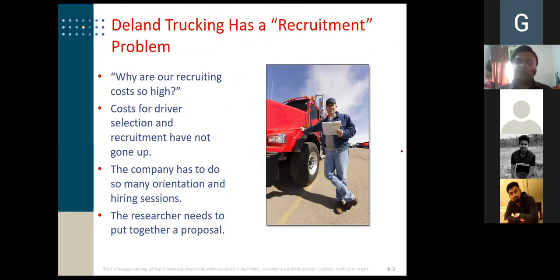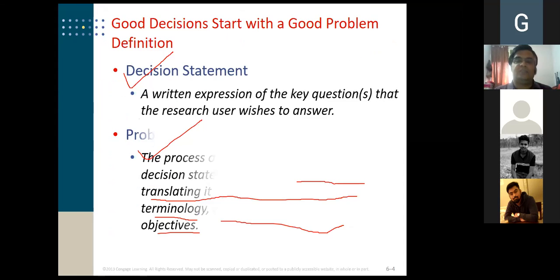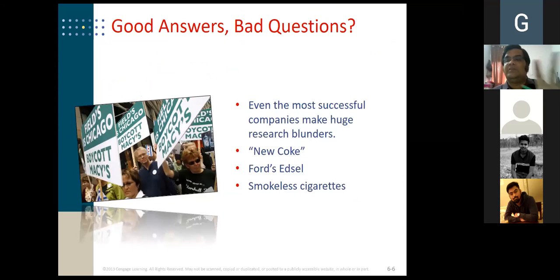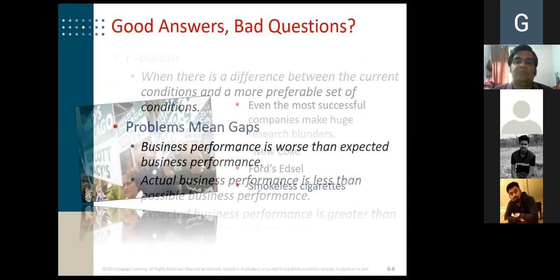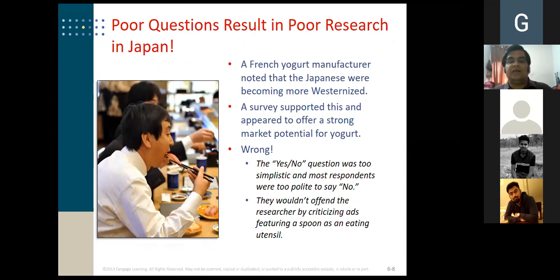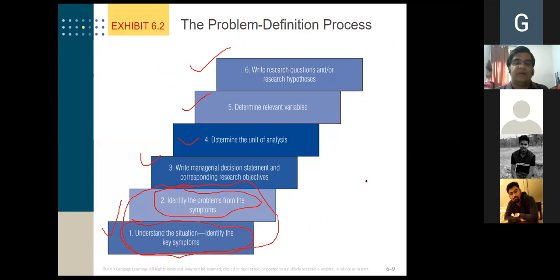Okay, let me discuss this just to understand. I am taking this case side by side so that you understand not only theoretical knowledge but practically what is happening. Okay, so we are here now. We have understood the situation. We have understood the problem. Now we can write a managerial decision statement and corresponding objective in this fashion.